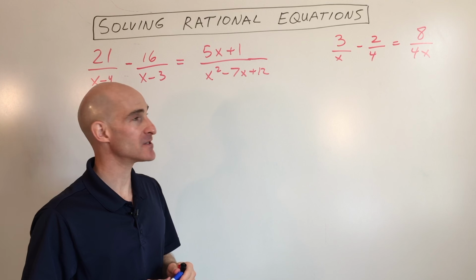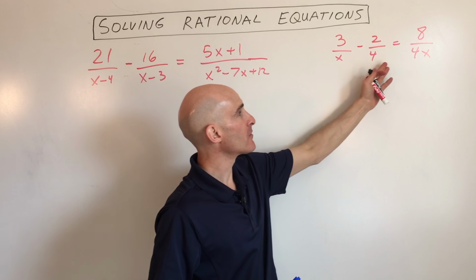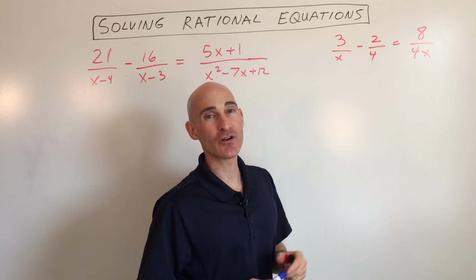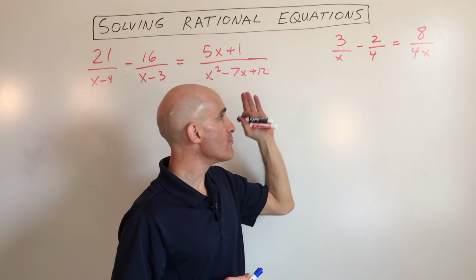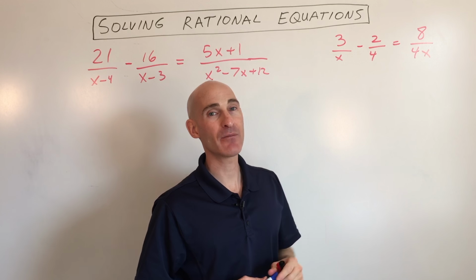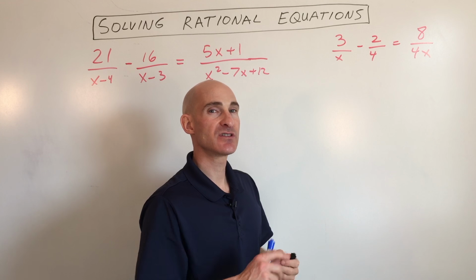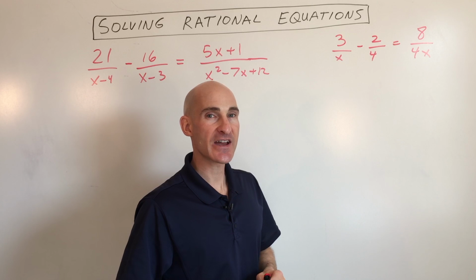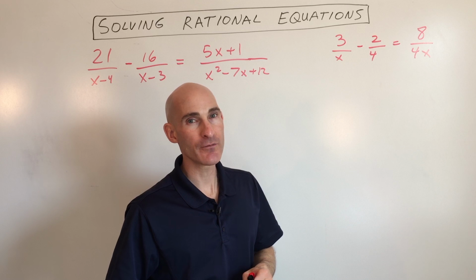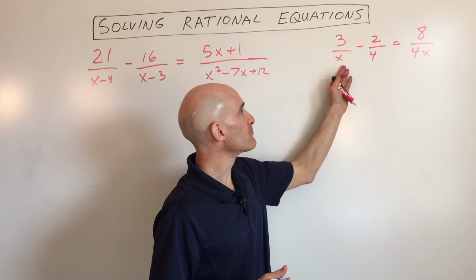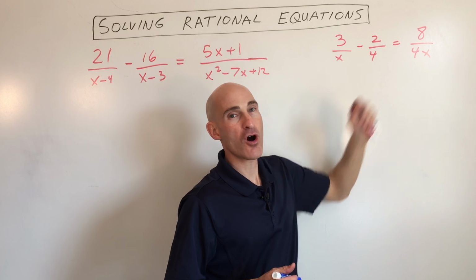So the way we do that is, let's go to this example here, is we find the common denominator for all the fractions. We multiply through by that common denominator, and what that does is it clears the denominators, eliminating the fractions, making it a little bit easier for us to solve. So let's go ahead and take a look at this one. What's the common denominator for all three of these fractions?